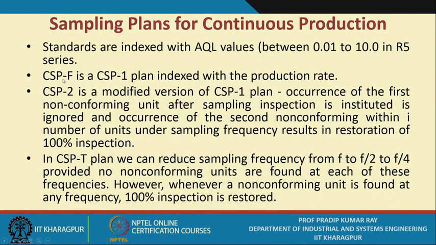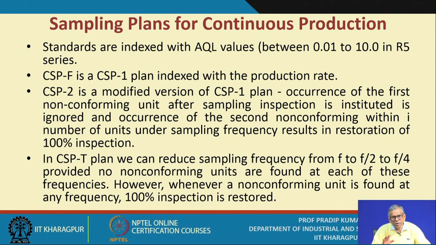Now there is a variation of CSP-1. When the production rate is low, you opt for CSP-F. It's basically the CSP-1 plan, but it is indexed with the production rate. Then you go for CSP-2. It is basically CSP-1, but the first time under sampling frequency when you get a non-conforming unit, you ignore it. But if you get a second non-conforming unit under sampling frequency, definitely you go back to 100% inspection. So that is the main difference between CSP-2 and CSP-1.